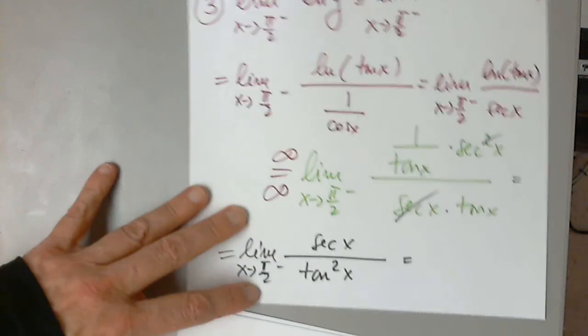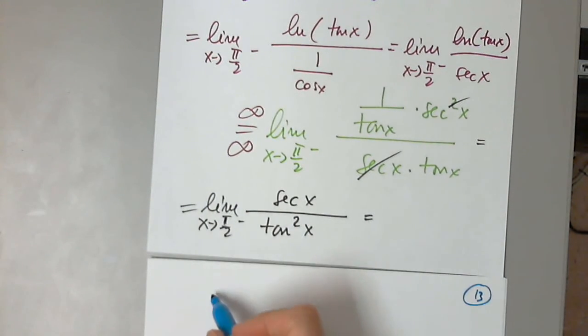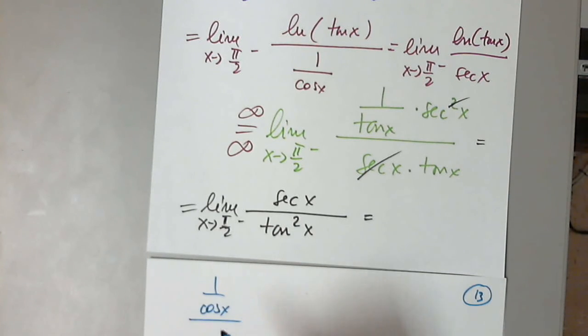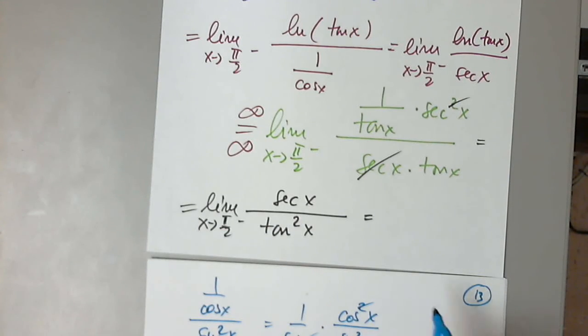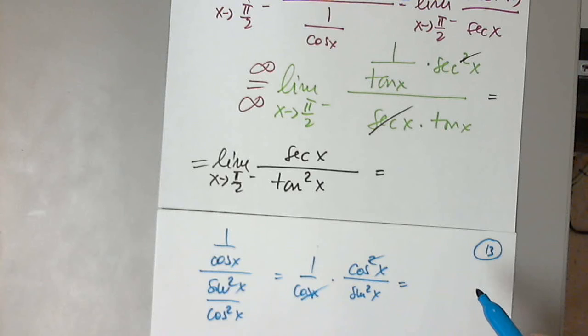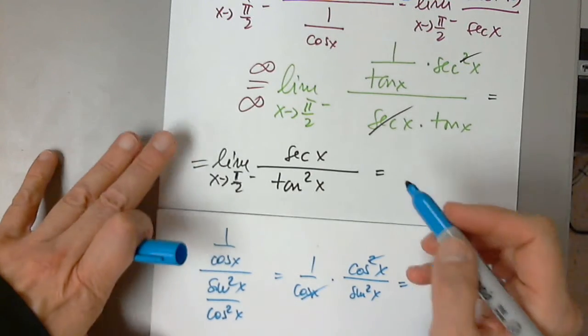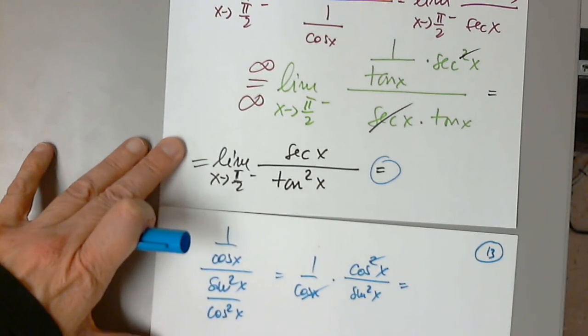So on scratch paper, if I were to take this test, I would write this. 1 over cosine x over sine squared over cosine squared. And I have 1 over cosine x times cosine squared over sine squared. I'll simplify one of these. And I'm done, actually, if I do this. And I will.